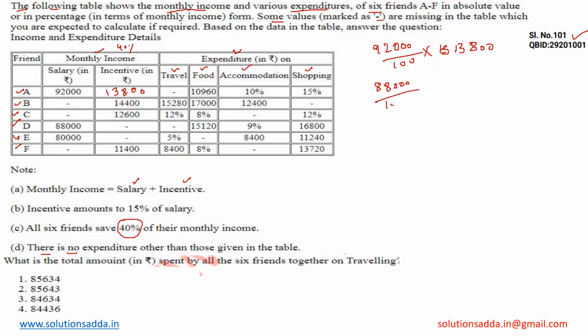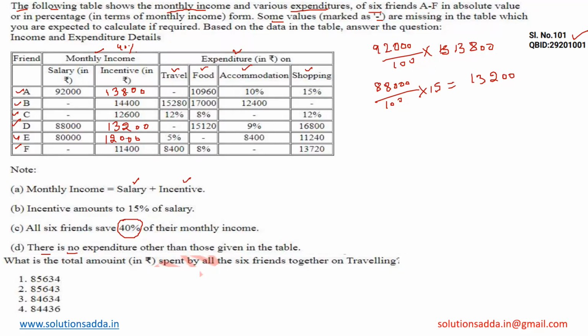How can we calculate? 88,000 divided by 100 multiplied by 15, because the incentive is 15% of salary. So the amount will be equal to 13,200. We can write this value here, 13,200, and similarly 15% of 80,000 will be equal to 12,000. So we can write this value here.